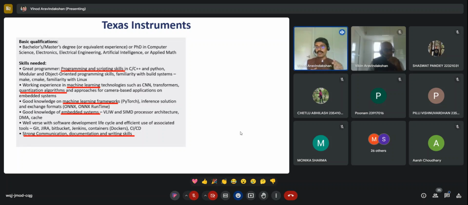But on top of it, they also want strong communication and writing skills. Documentation and writing skills are very similar to each other. So if I look at Texas Instruments, what I need to emphasize in my resume is programming skills and machine learning skills. They wrote machine learning twice, so they're definitely looking for more machine learning skills than even programming skills. Some knowledge of embedded systems is also going to help you, and it's not just technical skills. You also want communication, documentation, and writing skills.